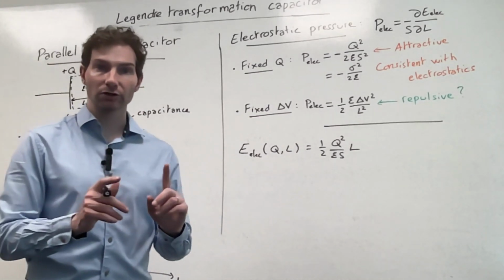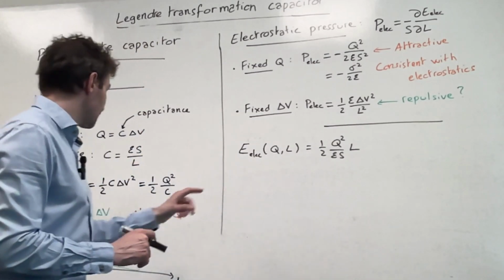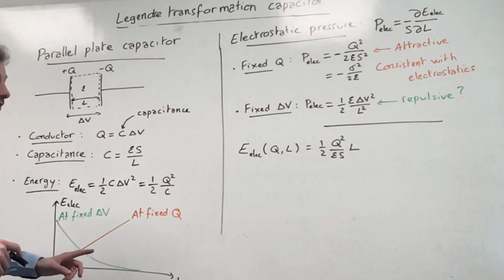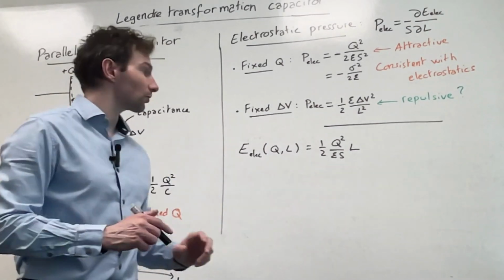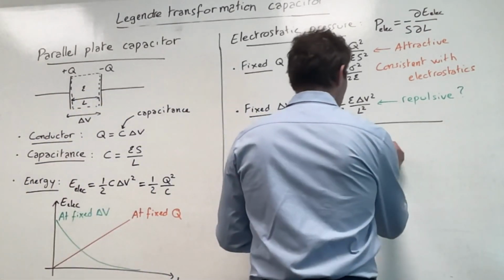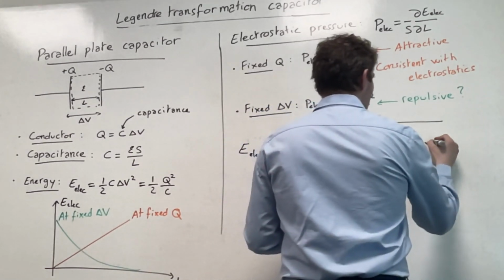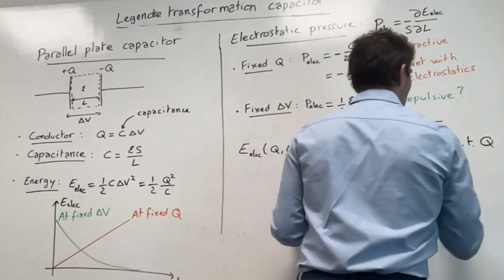Now, what I'm going to say is the following. By the way, this function, although it doesn't look like it, is actually convex in Q. This function is quadratic in Q, so it's convex with respect to Q.